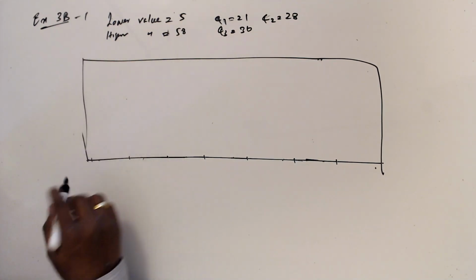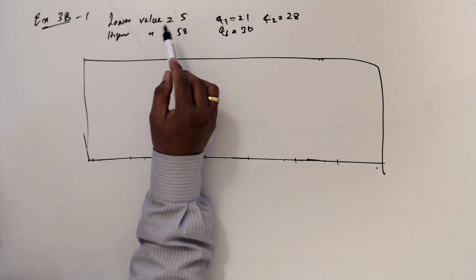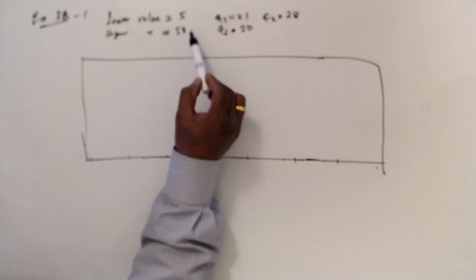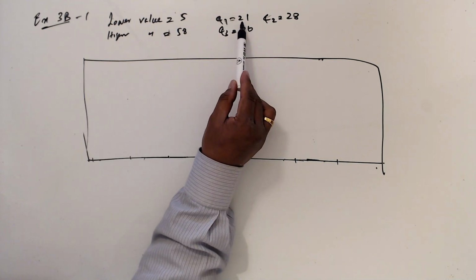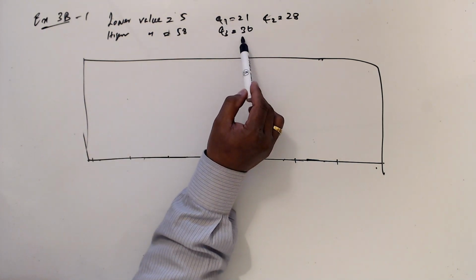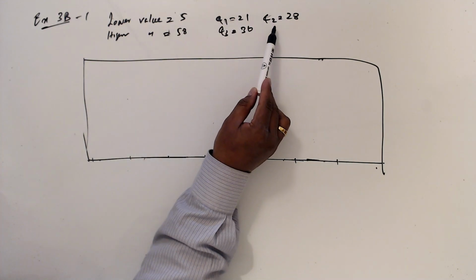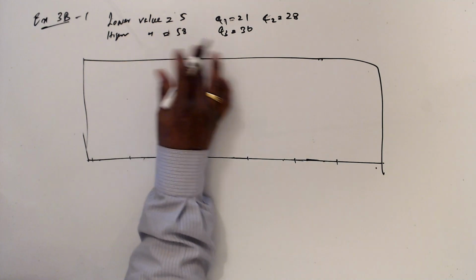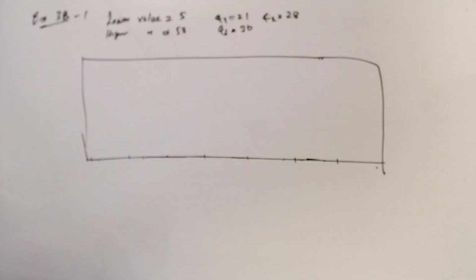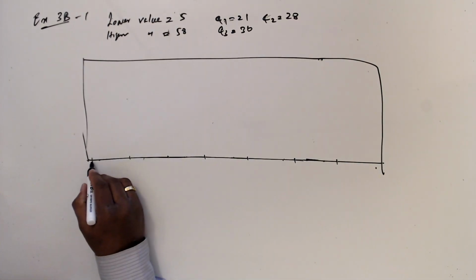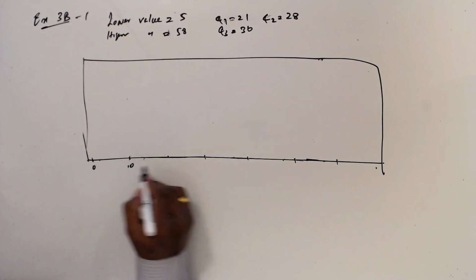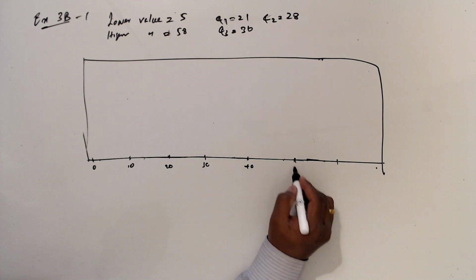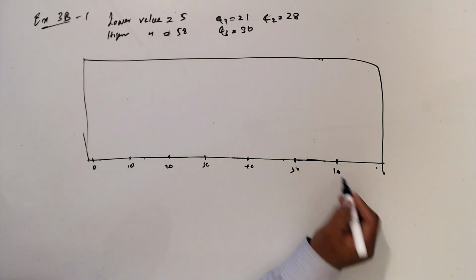Question number 1. Assume the lower value is 5, the higher value is 58, Q1, the first quartile, is 21, Q3 is 36, and the median is 28. Now we need to draw a box plot. So we have what we need to draw the box plot. Now this is 0, this is 10, 20, 30, 40, 50, so this is 60.